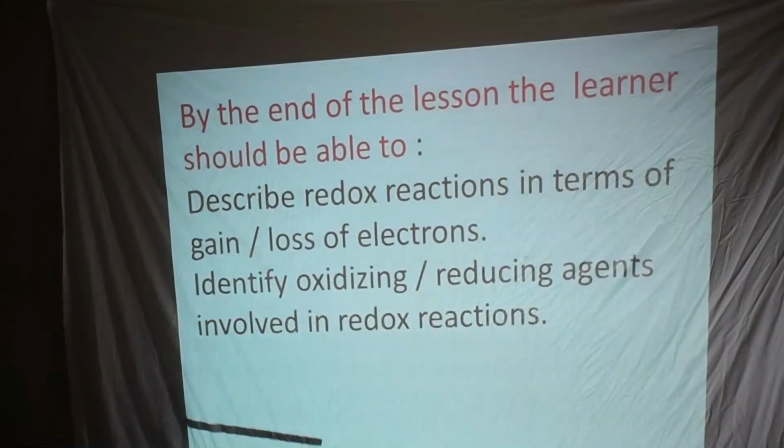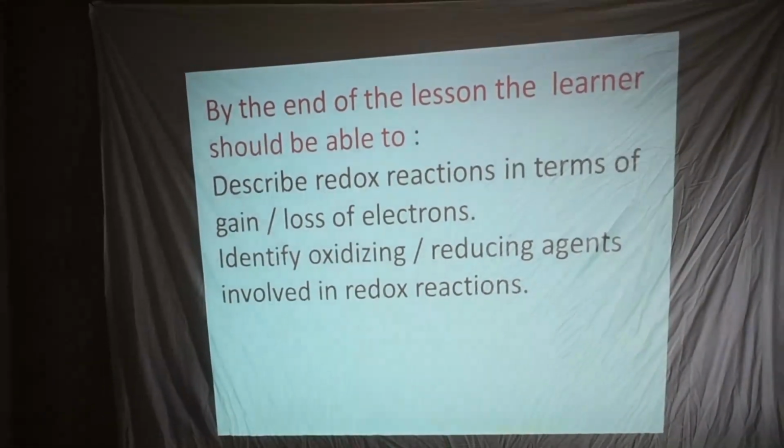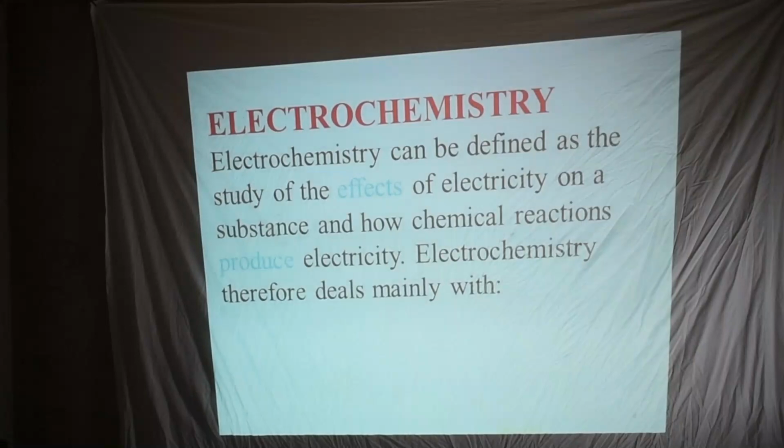Redox reaction is actually the reduction and oxidation which is taking place at the same time. Now, let's go straight away to this topic called electrochemistry. What do you understand by this term, electrochemistry? Electrochemistry can be defined as the study of effect of electricity on a substance.